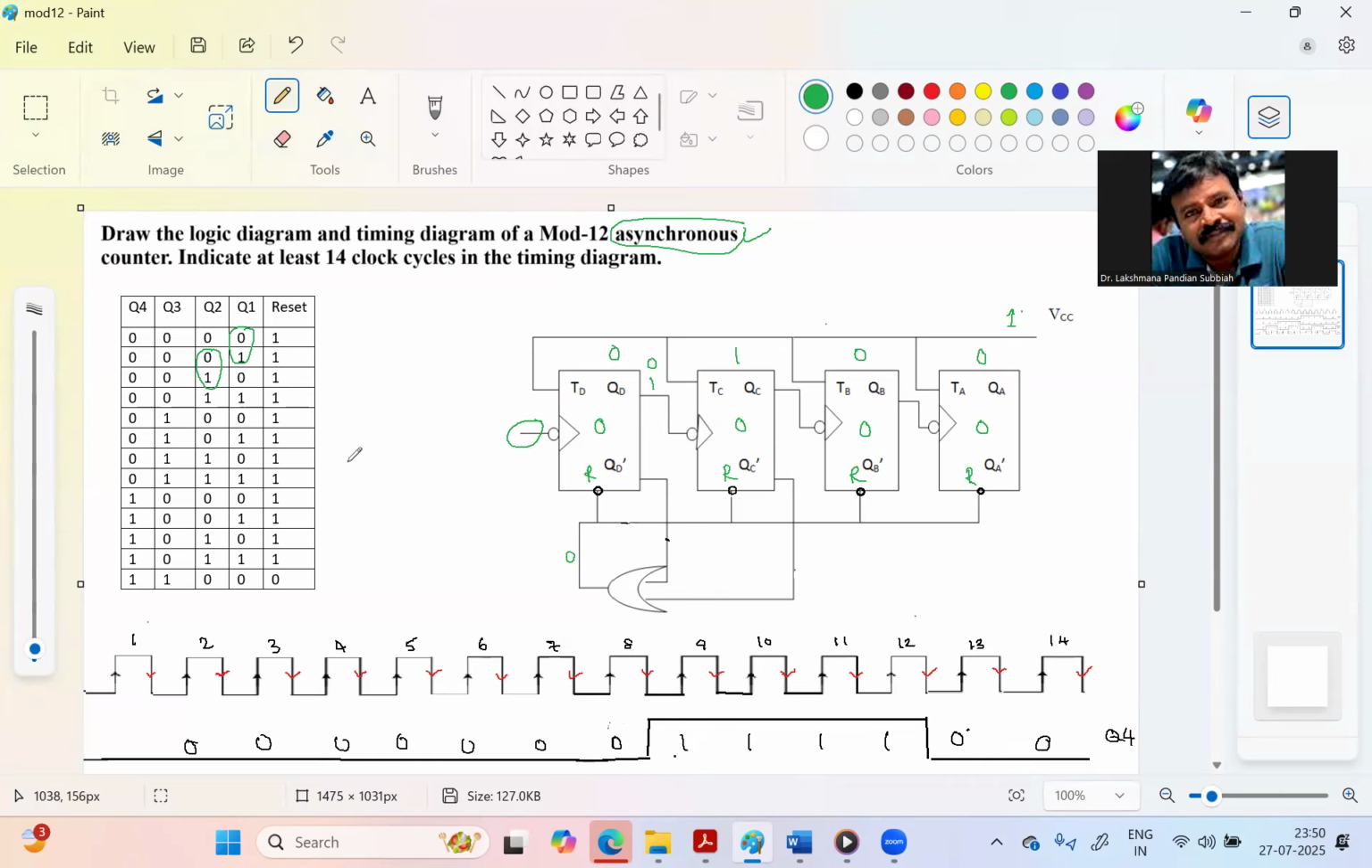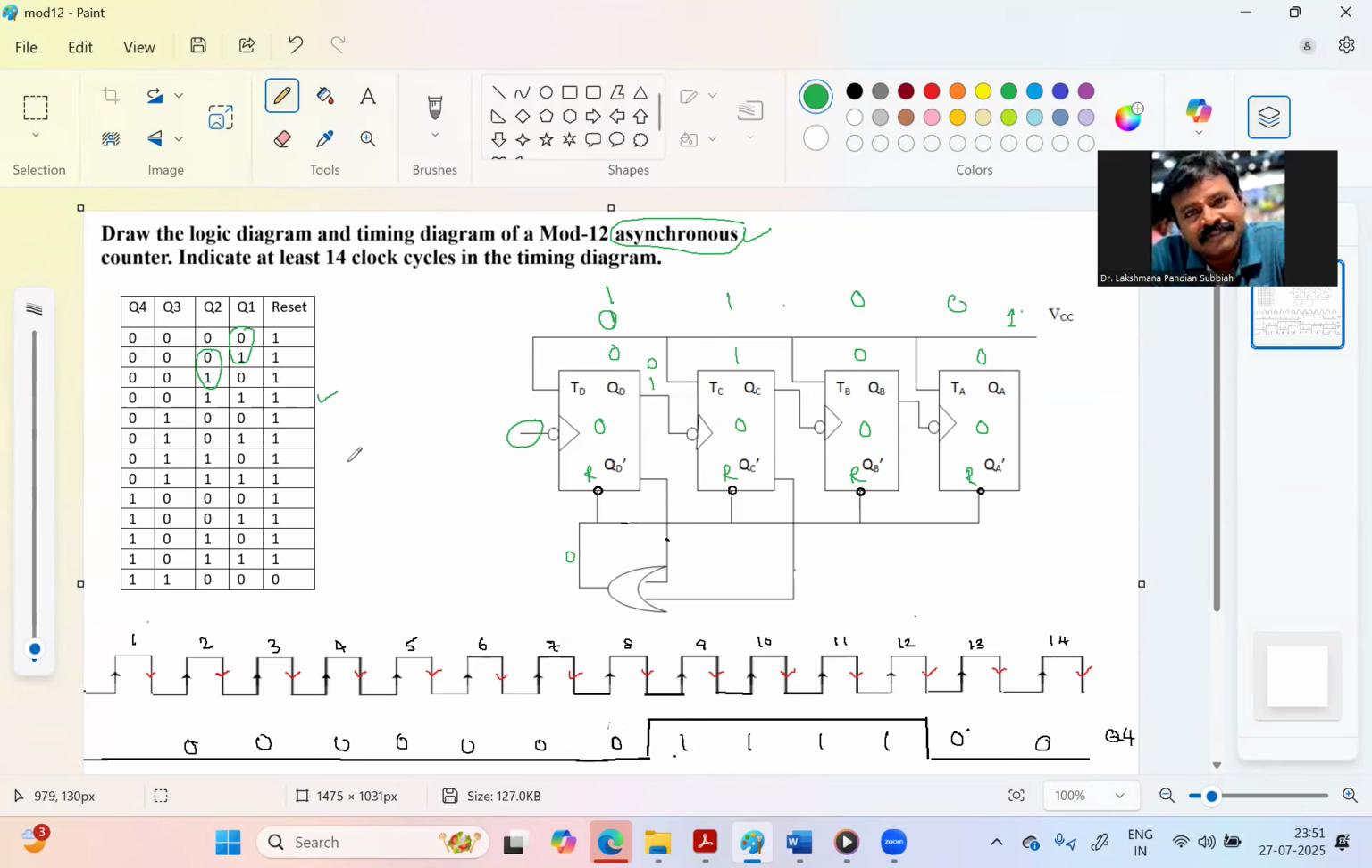Then the next clock cycle, right? In the next clock cycle, this will make a 1. Then here one makes 0, the toggle is 0, 1 to 0. Then the next one makes a toggle. This is 1, this is 1, and 0 0. So 1 1 0 0, this one, right?